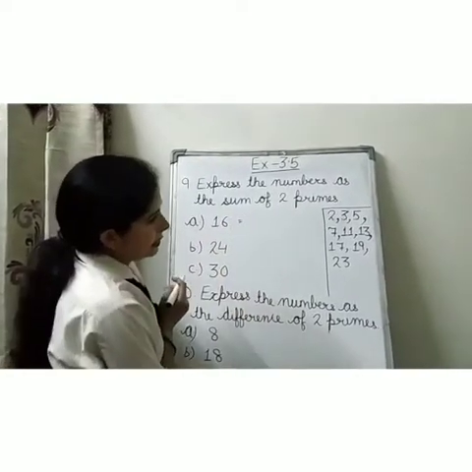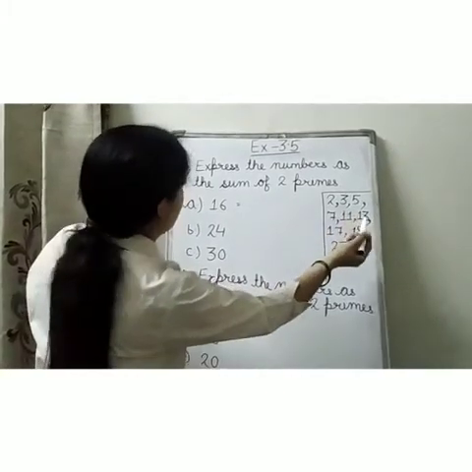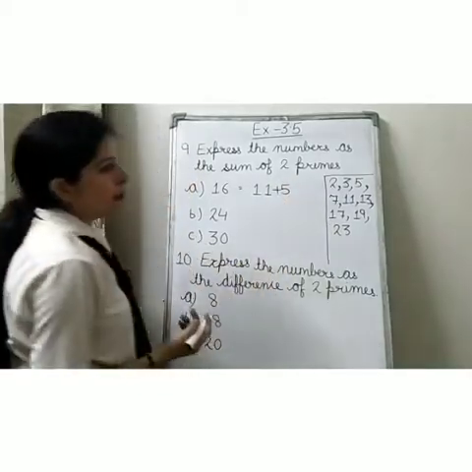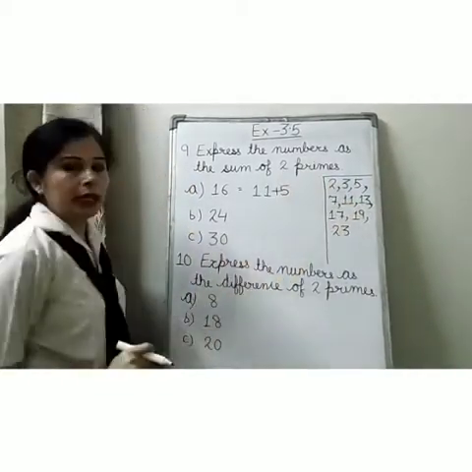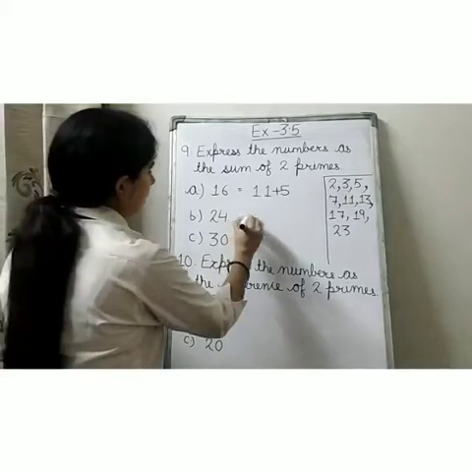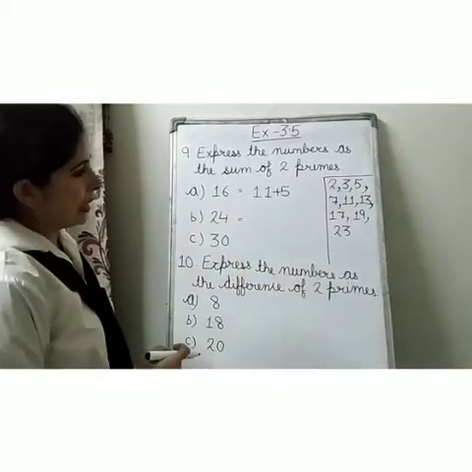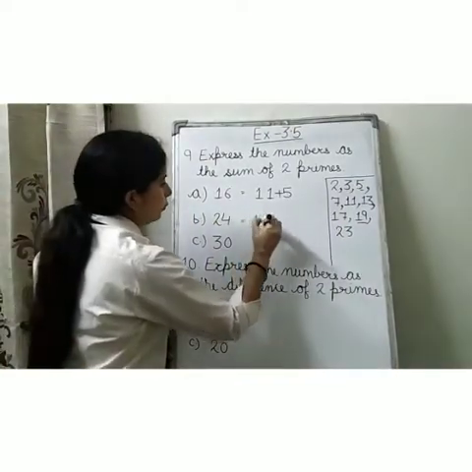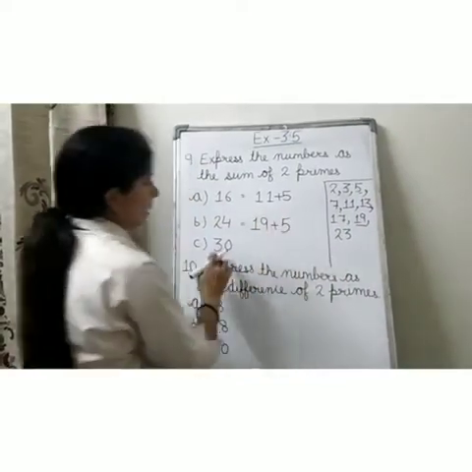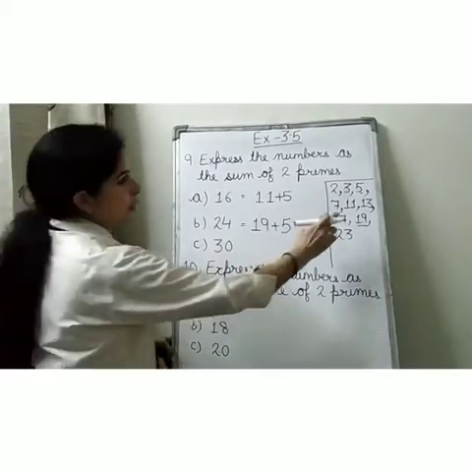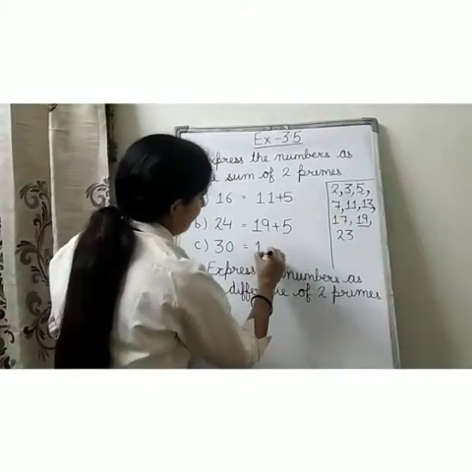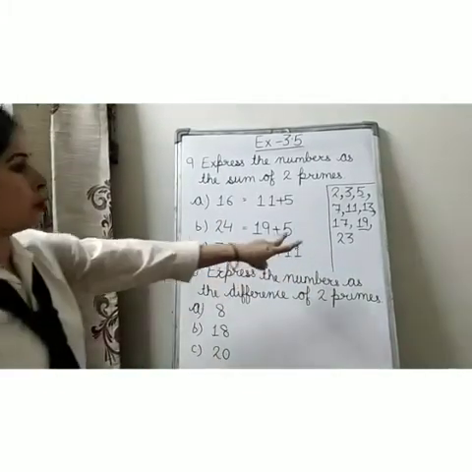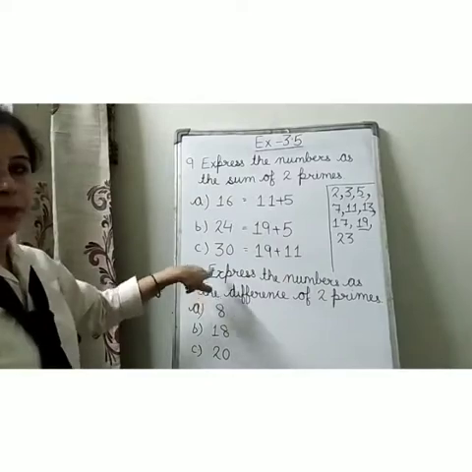Now we can use these, like we have to write 16. We can write 16 by using two prime numbers, 11 plus 5. There can be one more combination, like 13 plus 3, 16. Fine. Next, 24. For 24, we can use 19 plus 5, 24. Next is 30. For 30, we can use 19 plus 11. I hope you are getting it. We have to use any two prime numbers to make these numbers.